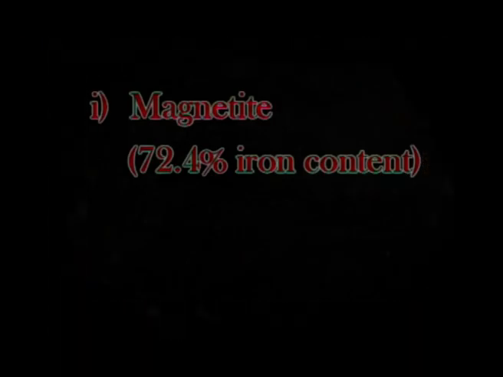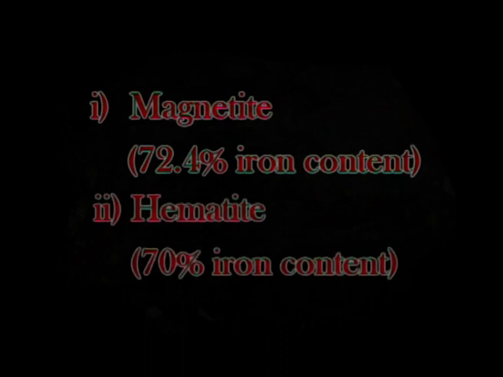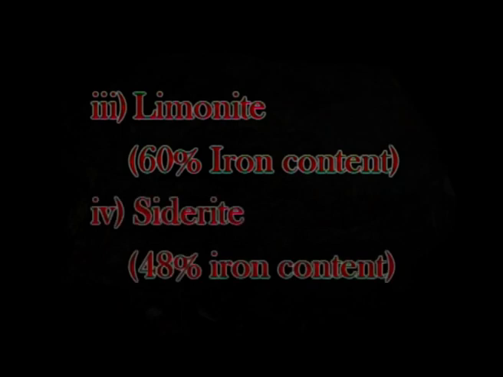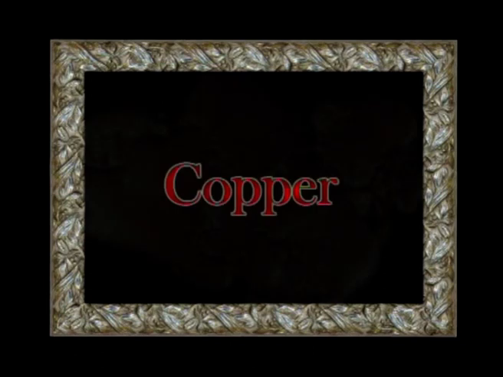Iron ore is a ferrous metal and according to iron content, it can be divided into magnetite, which contains 72.4% iron content, hematite 70% iron content, limonite 60% iron content and fourth, siderite 48% iron content. USA, Canada, Russia, Sweden, France, Britain, Germany, Spain, Norway, Finland, Austria, China, India, Australia are the important producers of iron ore. The second one is copper.